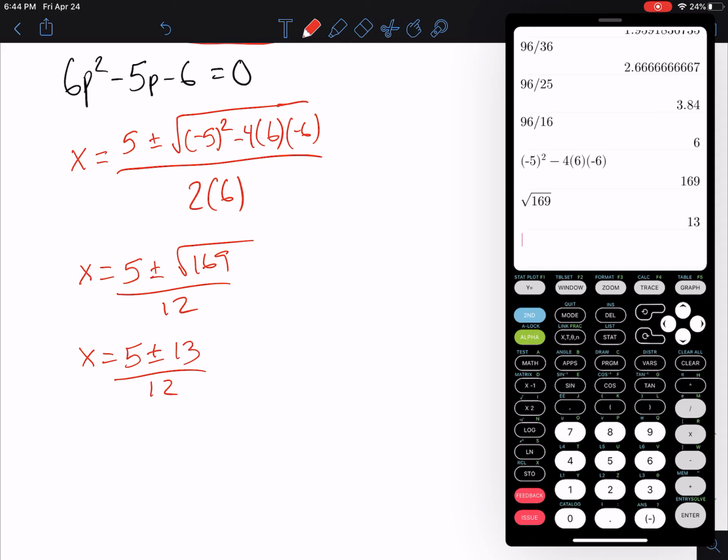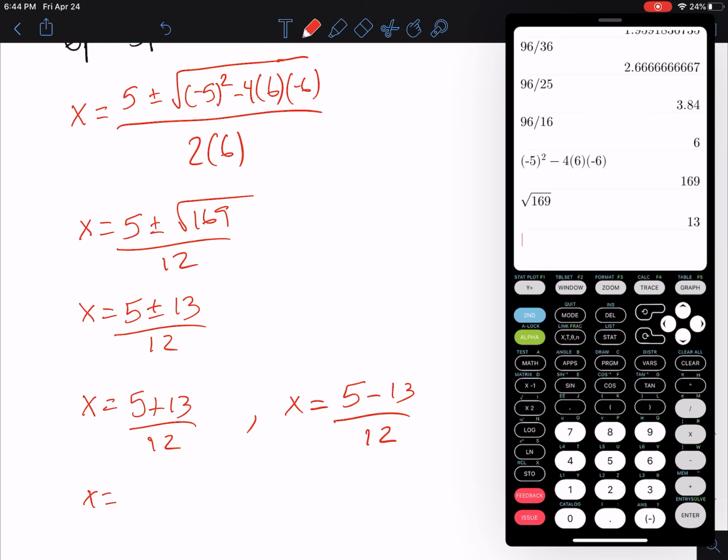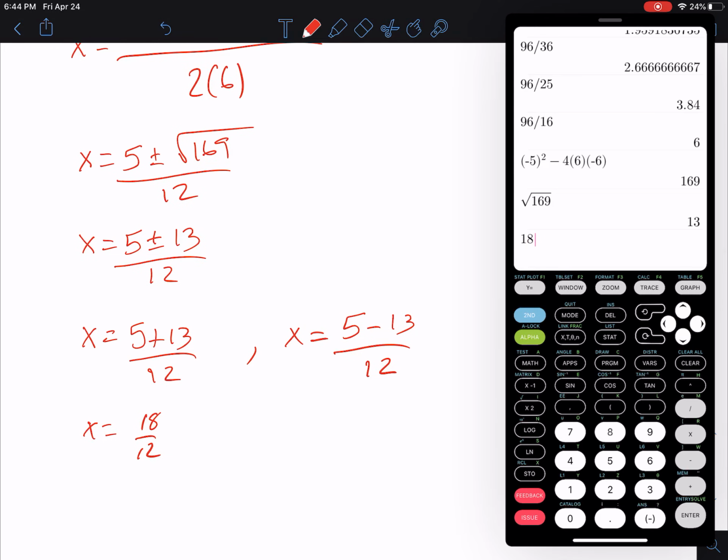What do I mean by that? Well, you're going to take x equals 5 plus or minus 13 over 12, and you're going to have to plug in 5 plus 13 over 12, and then separately you're going to do 5 minus 13 over 12. So we're going to solve each one of these separately. For this we'll get 18 over 12. Now, 18 divided by 12 happens to just be 1.5, so you don't have to worry about putting that in fraction form. 1.5 is fine.